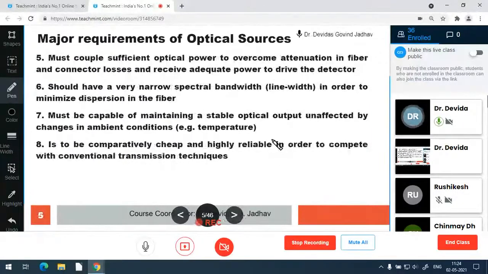Source must couple sufficient optical power to overcome attenuation in the fiber and connector losses, and deliver adequate power to drive the detector. Source should have very narrow spectral bandwidth, line width, in order to minimize dispersion in the fiber. It must be capable of maintaining stable optical output unaffected by changes in ambient condition of temperature.